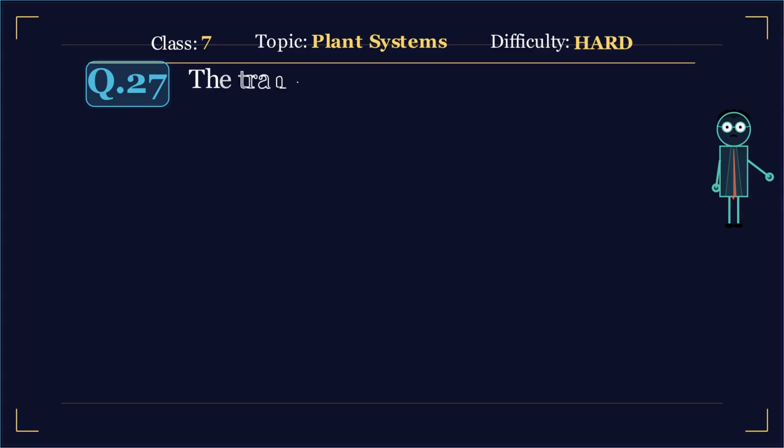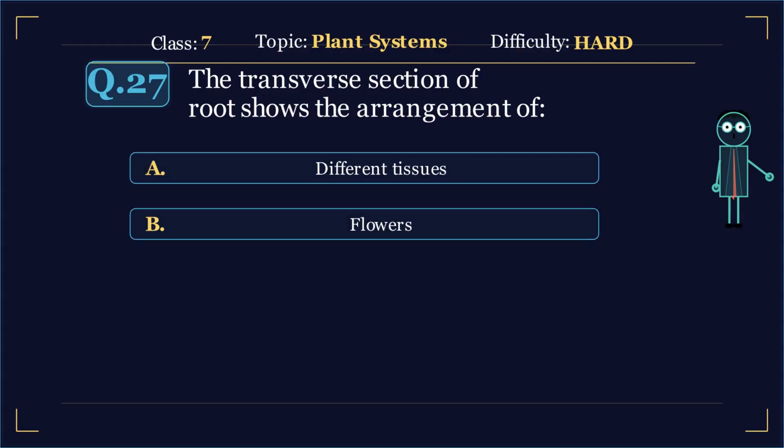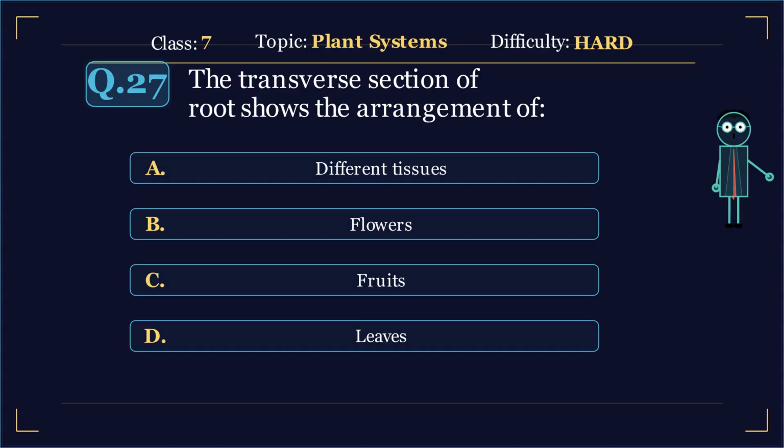Question 27. The transverse section of root shows the arrangement of: Option A, different tissues. Option B, flowers. Option C, fruits. Option D, leaves.